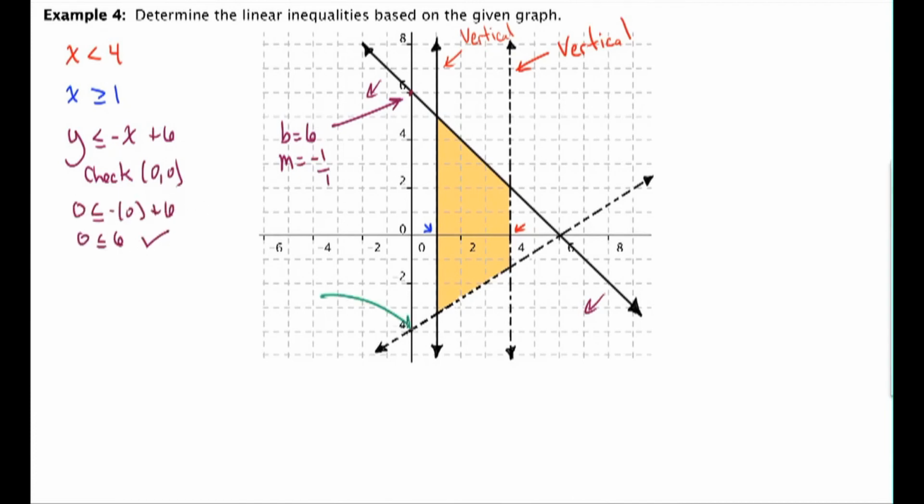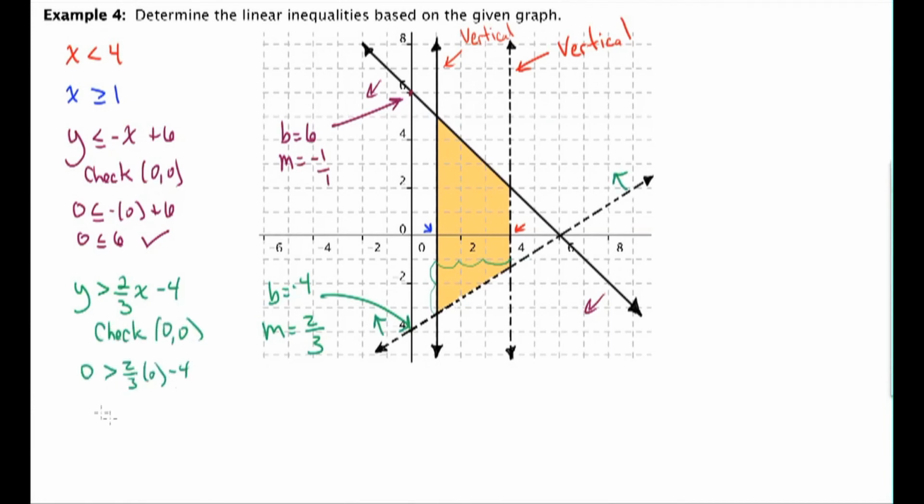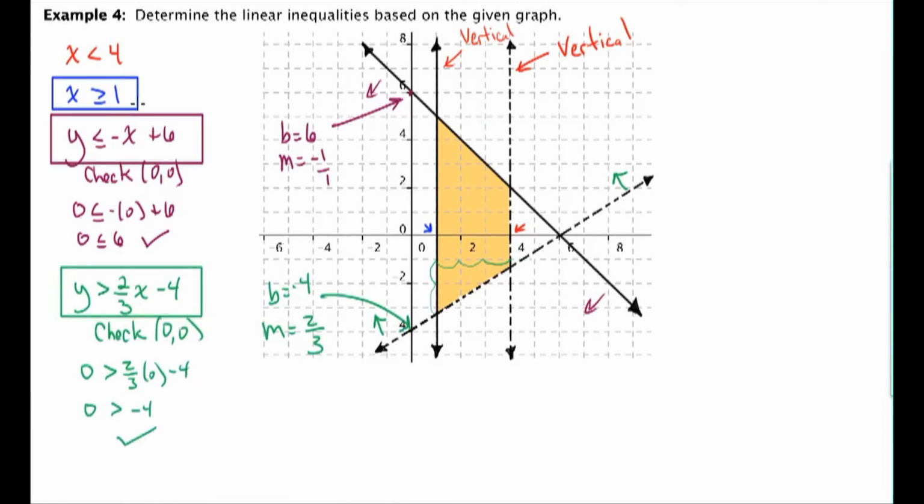So I can find the y-intercept for both. And I always want to check a test point to make sure that I've got the inequality written correctly. So in this case I do, and I get all 4 linear inequalities.